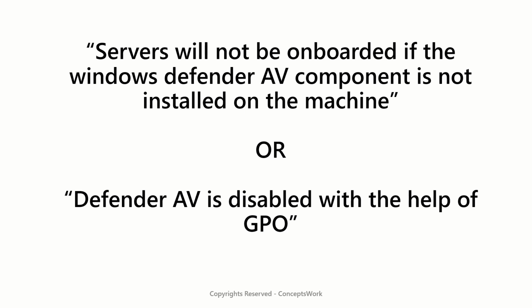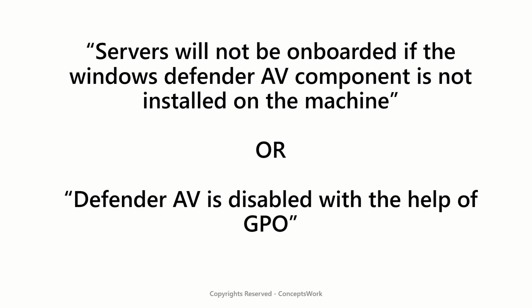Now, there is also one more very common practice that I have seen in different kinds of environments, wherein Defender AV, the actual component of the Windows OS itself, is disabled with the help of GPO. So if you're trying to onboard some set of servers, and if you have a GPO in place which is disabling the actual AV component of the machine, make sure you unscope your server from that particular GPO so that you can get that machine onboarded.